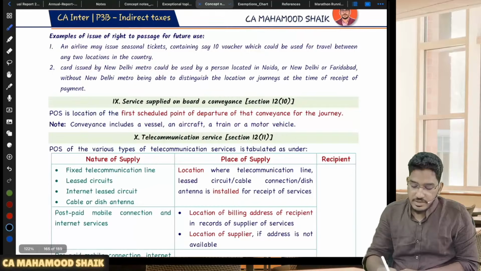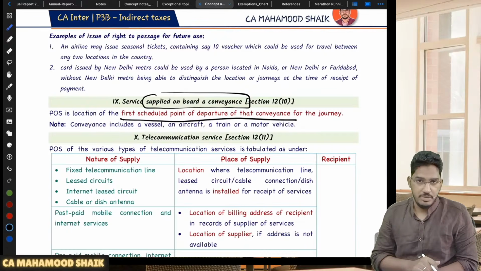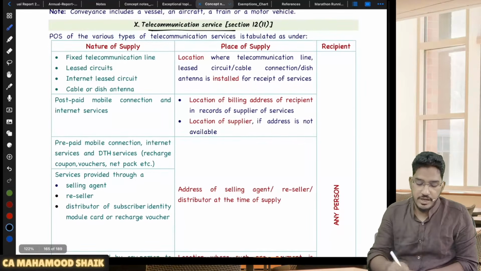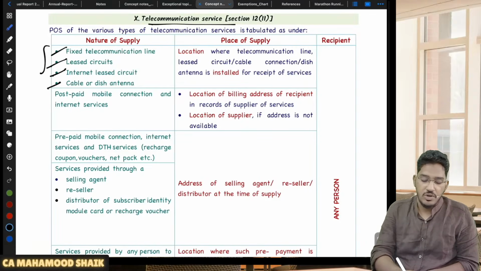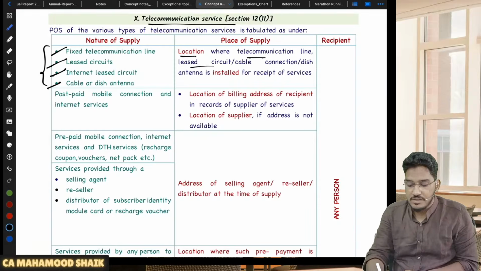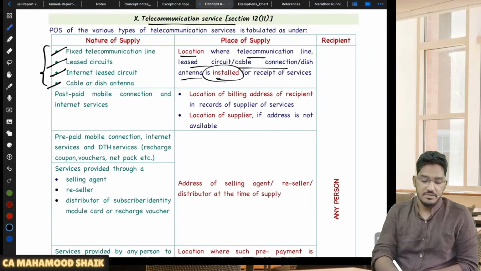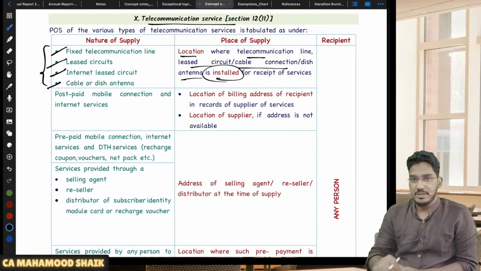Next, coming to services supplied on board a conveyance. If the services are supplied on board a conveyance, then what is the place of supply? First scheduled point of departure will become the place of supply. Then we have telecommunication services. When it comes to telecommunication services, we have a bunch of points. In case of fixed telecommunication line, leased circuits, internet leased circuits, cable or dish antenna, these are all services which require installation. So in those cases, the location wherever that leased circuit, cable connection, dish antenna is installed will become the place of supply. Since these telecommunication services involve installation, wherever those things are getting installed will become the place of supply.